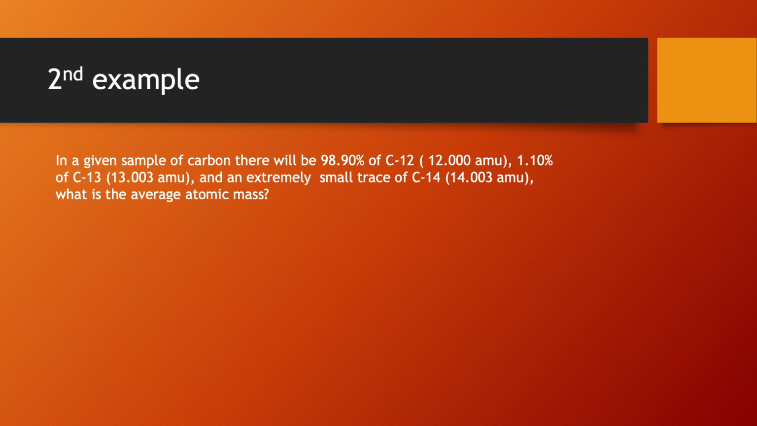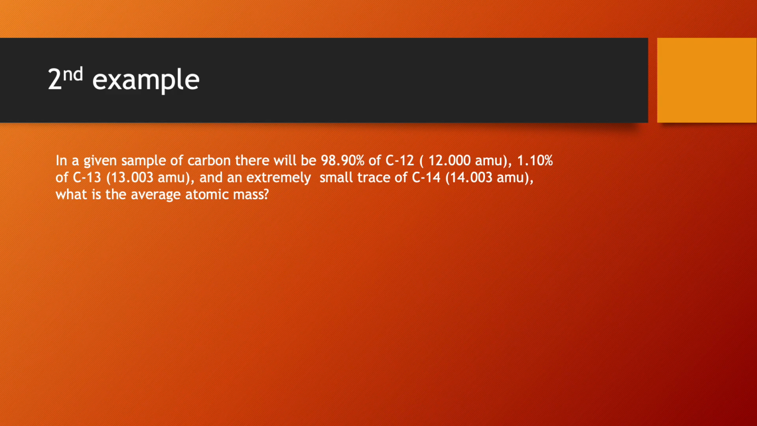Okay, let's take a look at an example. We have a sample of carbon. There's 98.9% carbon-12, 1.1% for carbon-13, and an extremely small trace amount for carbon-14. They don't give us a percent amount for carbon-14. That's telling me that it is such a small amount, it's not even going to impact our answers, so we're not using it.